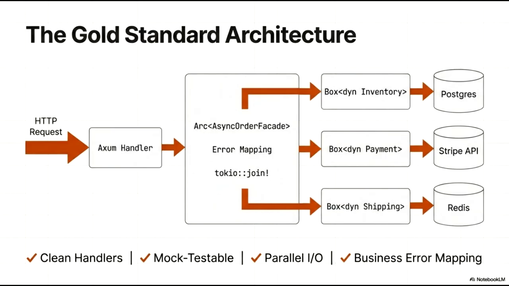The architecture presented here represents a robust pattern for building modern, high-performance web services in Rust. The process begins with an incoming HTTP request being routed to an Axum handler. To maintain simplicity, the handler delegates its core responsibilities to an async order facade wrapped in an atomic reference counter. This facade acts as the orchestration layer, handling complex tasks like business error mapping and concurrent execution via tokio::join. By utilizing dynamic trait objects such as Box<dyn Inventory>, Box<dyn Payment>, and Box<dyn Shipping>, we decouple our business logic from specific infrastructure like Postgres, the Stripe API, or Redis.